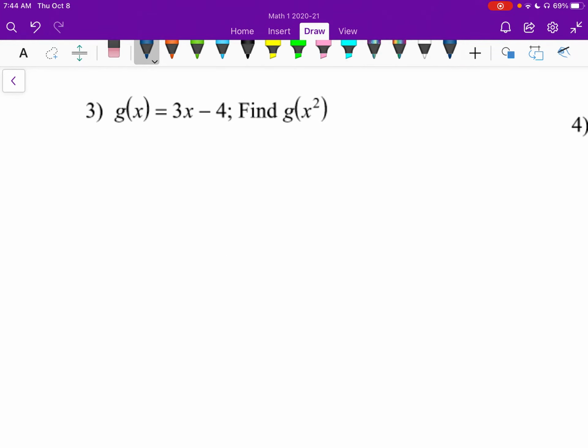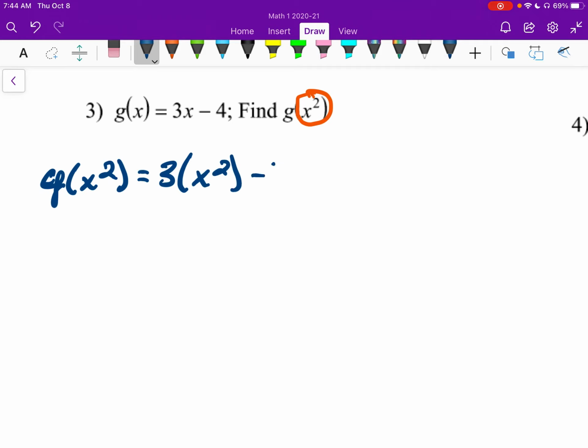Number 3. All right, so we've got our plain old function g, and we're going to be plugging in an x squared term. So I'm going to start off saying g of x squared equals 3 times x squared minus 4. And then I try to combine like terms and make it look a little bit prettier. That 3 times x squared can just be 3x squared, and then minus 4. And there we are.